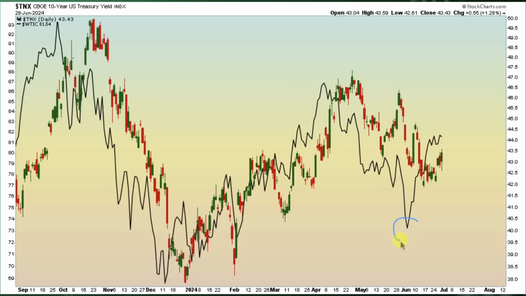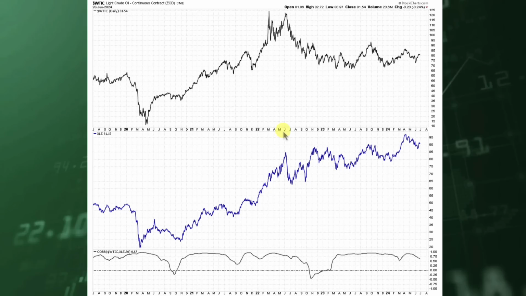And then in very recent trade here in June, oil started ripping higher. And guess what? The 10-year yield just recently started to follow. I find this important because there is a strong correlation between these two assets, the 10-year yield and oil, but two, there's a strong correlation between oil and energy stocks. And this is very important from a relative standpoint, and I'll get into that on the next chart.